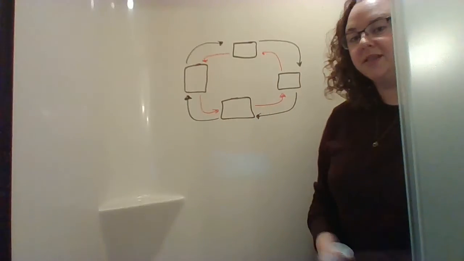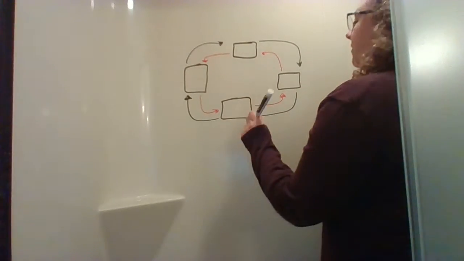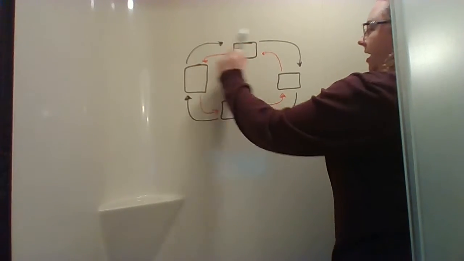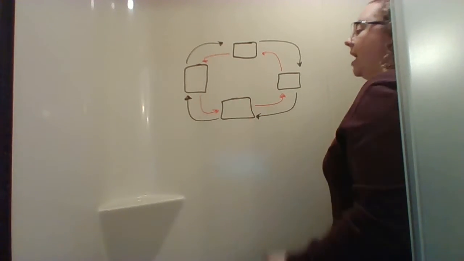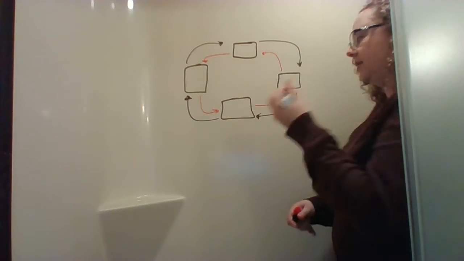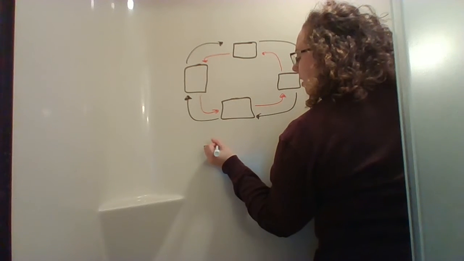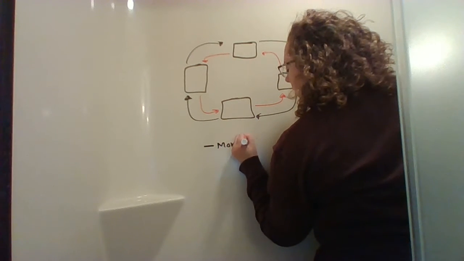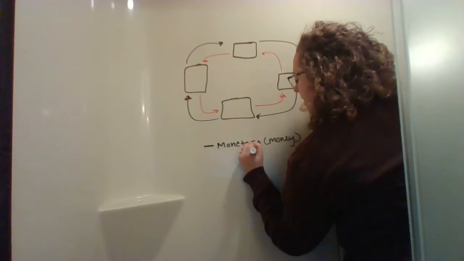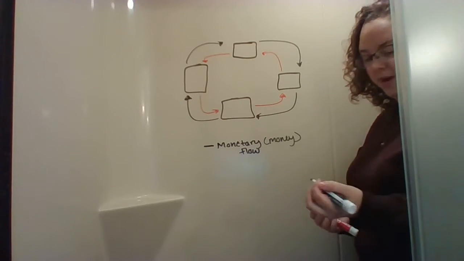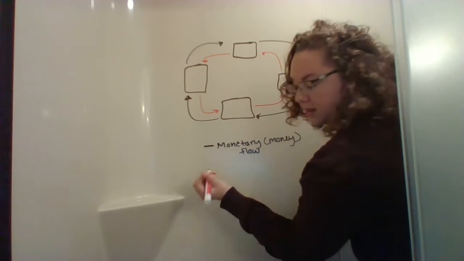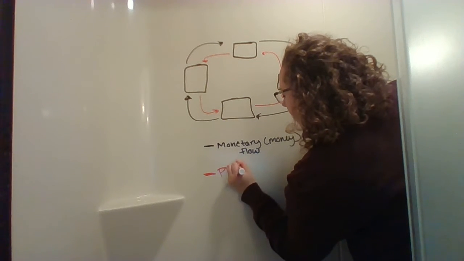We have the 4 squares here. If you want to do this with me, I recommend it. We have the 4 squares here that we're going to fill in in just a moment. And then on the outside, we have arrows going one way, and on the inside, we have arrows going another way. I'm going to do the inside lines with red and the outside lines with black. The outside lines, the black lines, are the monetary, or the money flow. So it's where the money goes, okay? And the red is the physical flow, physical items, okay?